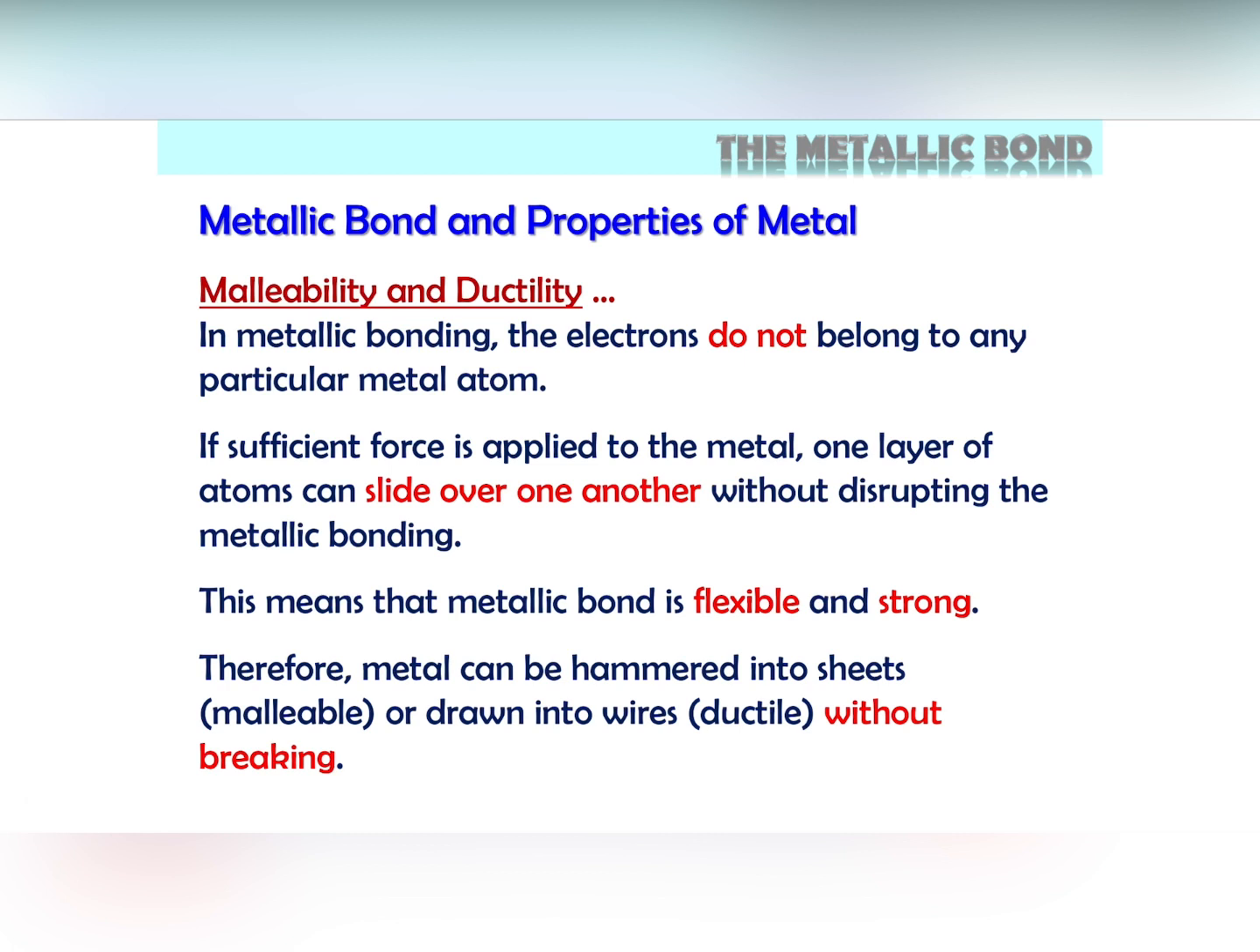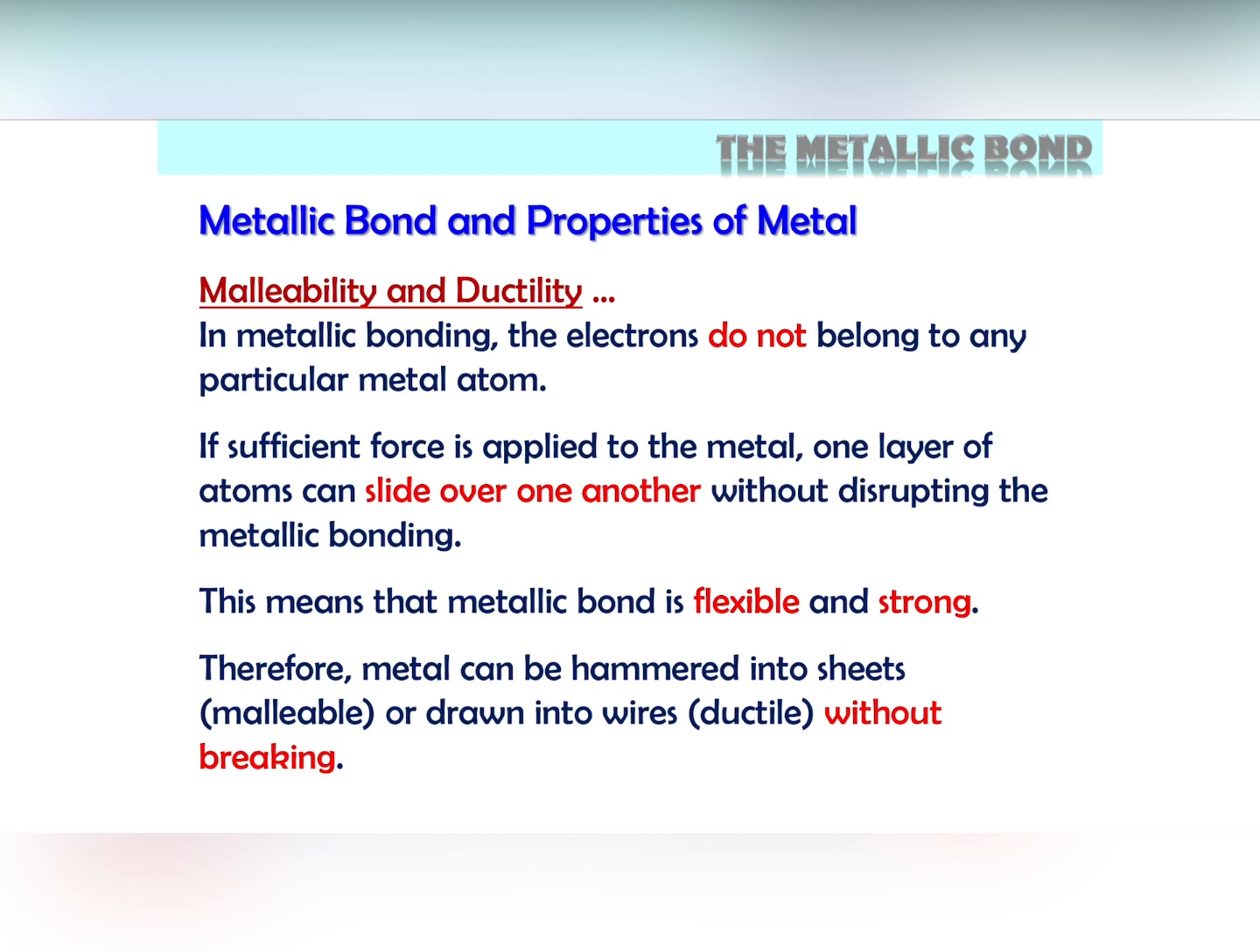Okay, so in metallic bonding, the electron does not belong to any particular metal atom. So maksudnya, as we discussed just now, electron tu it is freely move, dia akan move around dengan bebas. So itu yang menyebabkan metal mempunyai beberapa physical properties yang kita dah bincang tadi, such as dia boleh conduct electricity, it can be malleable, it is ductile.